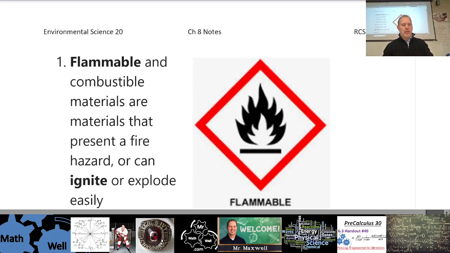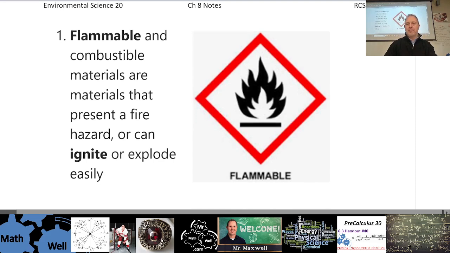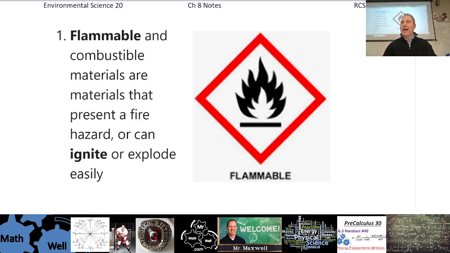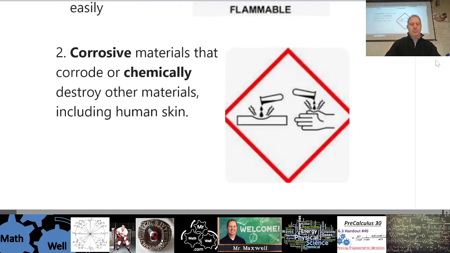Okay, so the first symbol is this right here, the fire with the line underneath it. This is the flammable and combustible materials symbol. Flammable and combustible materials are materials that present a fire hazard or can ignite or explode easily. So gasoline, paint thinner, kerosene, matches, naphthalene, things that will light up pretty quickly and easily would have a flammable warning label.